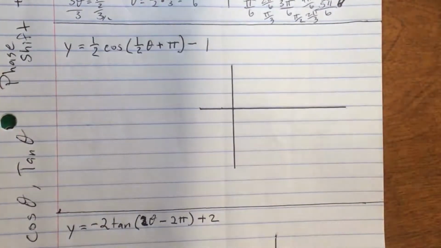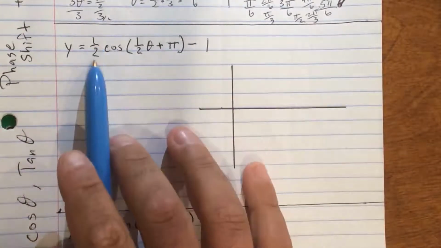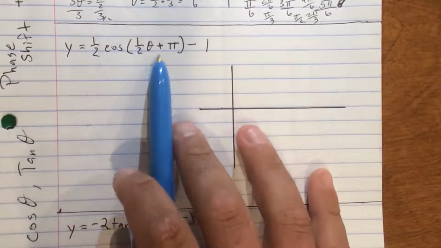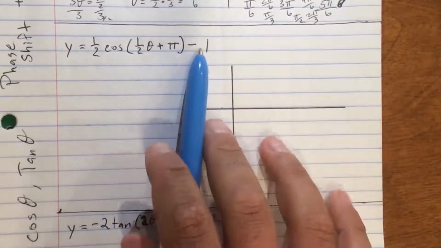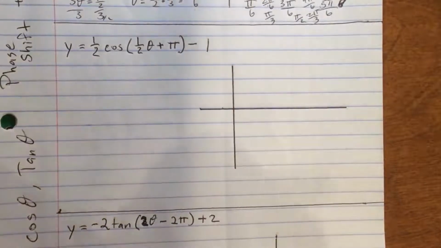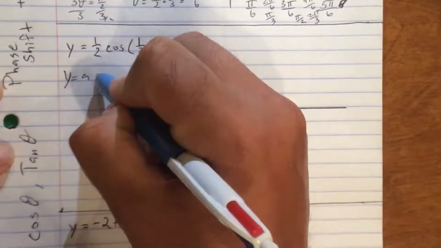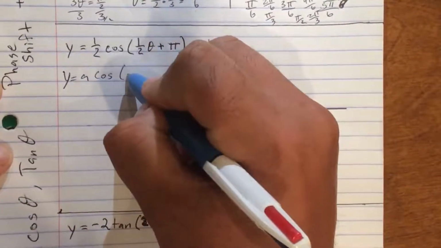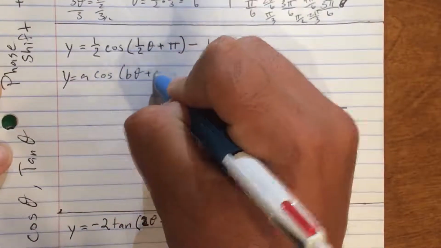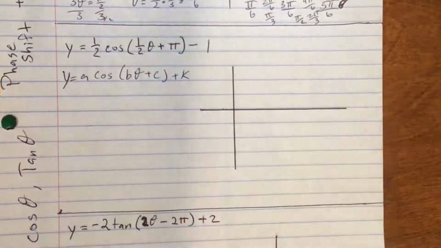This is part 2 of Foldable number 4. This one is the phase shift and shift of k for cosine. For this one here, we have y is equal to 1/2 cosine of 1/2 theta plus pi minus 1. Once again, we're going to use a very similar formula. This one is going to be a cosine of b theta plus c plus k.